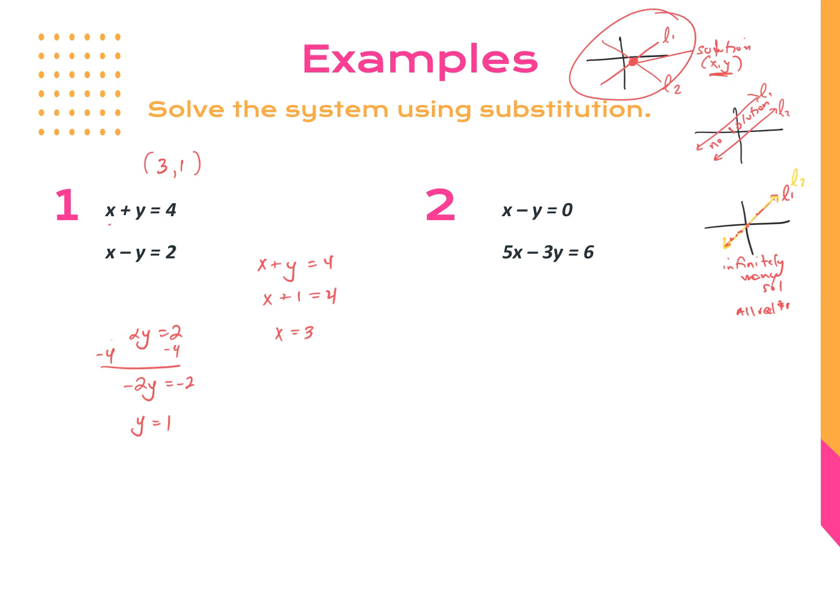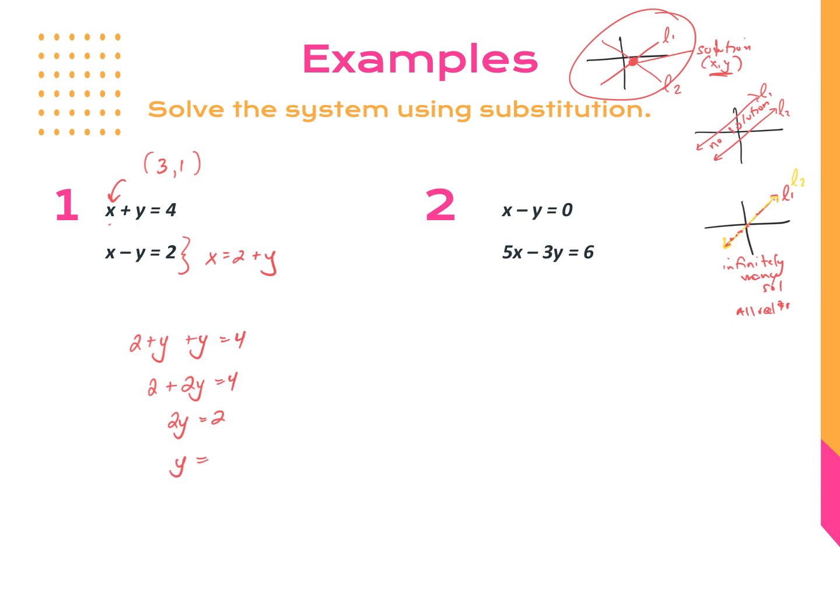So what I could have done there, let me erase these out. I already know (3, 1) is a solution, but I could have come to this bottom one and solved for x, and I could have said x equals 2 plus y. And then I could have put that in here. So I would have had 2 plus y equals 4. 2 plus 2y equals 4, 2y equals 2, and y equals 1. And I would have had the same thing.